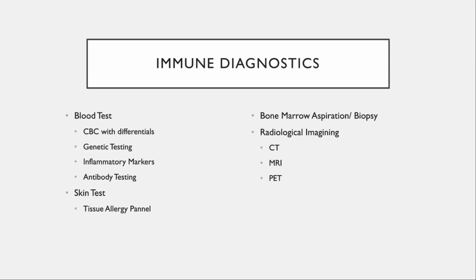We can also do a skin test, which is a type of injection where we expose the skin to different things that the body may be allergic to, and then we look for any immune response to that. We can also do bone marrow aspiration or biopsies and measure the content of the bone marrow and how effectively they're producing those B and T cells. And then we can also do radiological imaging, such as a CT scan, an MRI, and a PET scan. And that wraps up the very basics of the immune response.